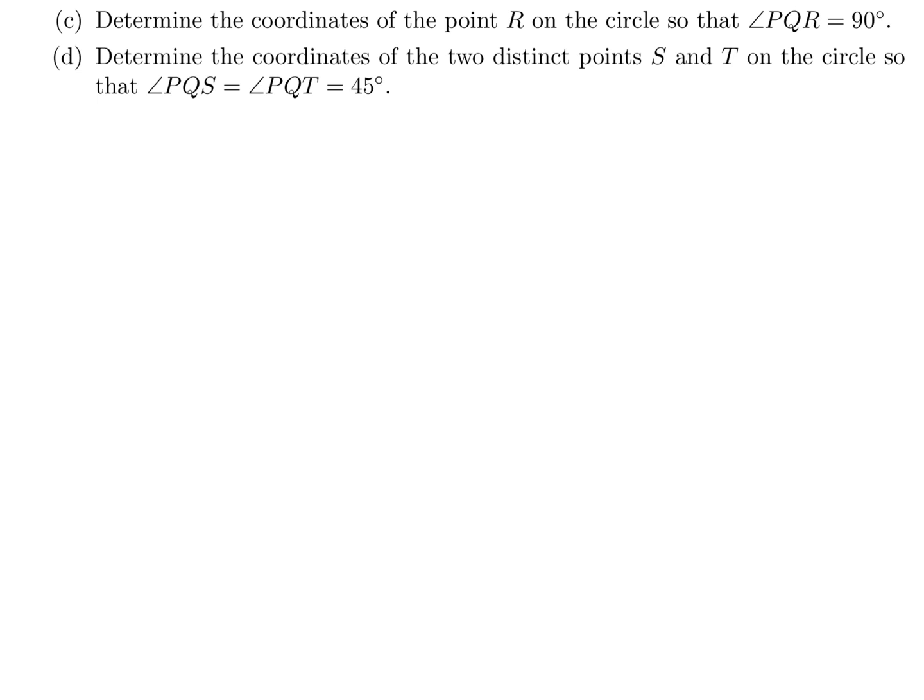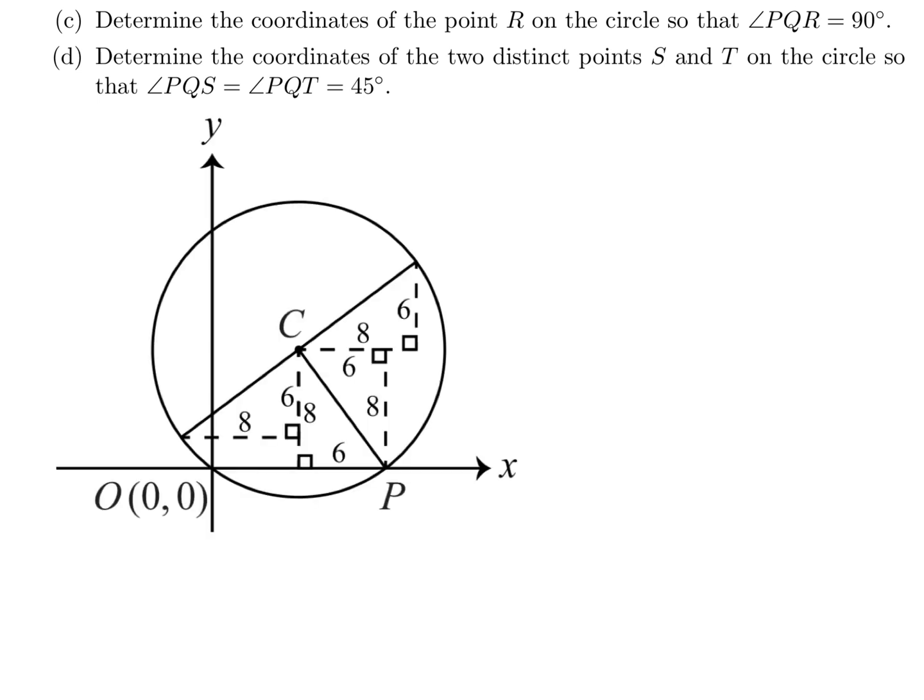Determine the coordinates of the two distinct points S and T on the circle so that the angles PQS and PQT are 45 degrees. So this is going to require a diagram. And this is a diagram that illustrates what we need to do in order to solve this question. So we've got P and Q and S, and they are going to make a 45-degree angle.